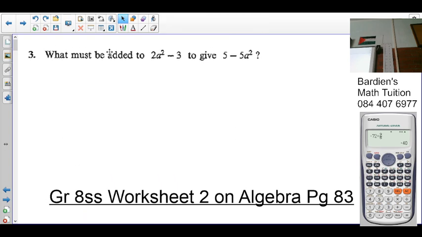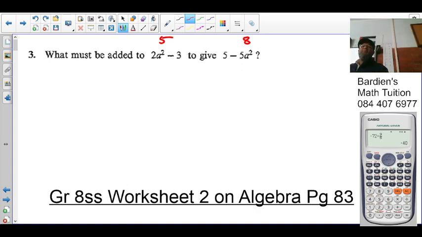What must be added to 2a squared minus 3 to give you 5 minus a squared? So, often I would tell the learner to replace whatever this expression is with a number. So I go with 5. What must be added to 5 to give you 8? And the answer is 3. How do we get 3? It's 8 minus 5. Can you see 8 minus 5 is 3? So what is in 8's place?